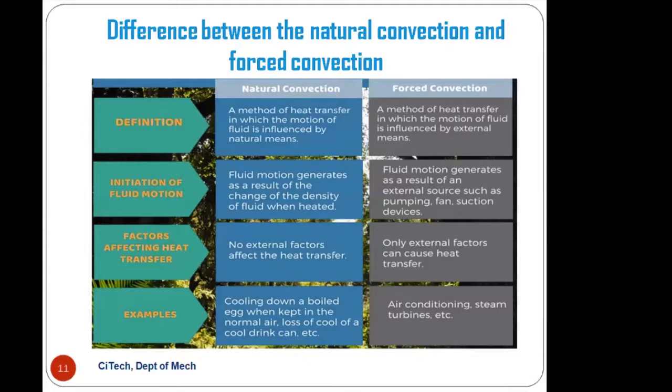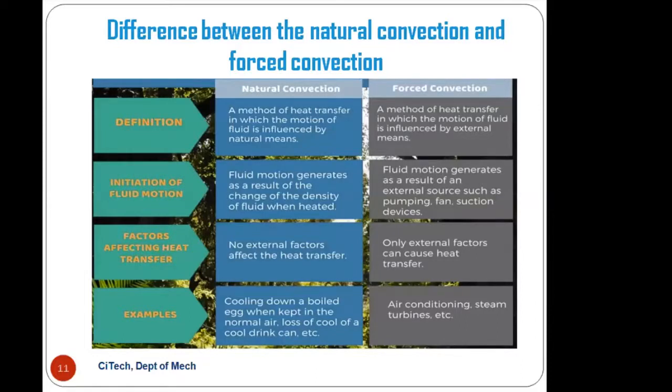But in forced convection, it is a method of heat transfer in which the motion of the fluid is influenced by external means, because we are using a pump, blower, or fan to circulate the fluid. Understand? In natural convection we are not using any pumps or external air to circulate the fluid. The fluid is stationary. In forced convection the fluid is moving from one place to another by external means, that is a pump, blower or fan.